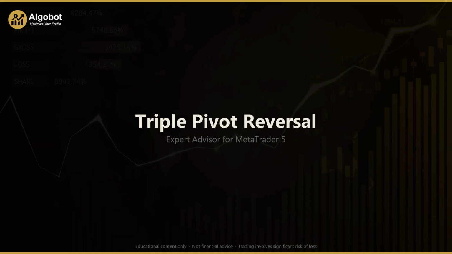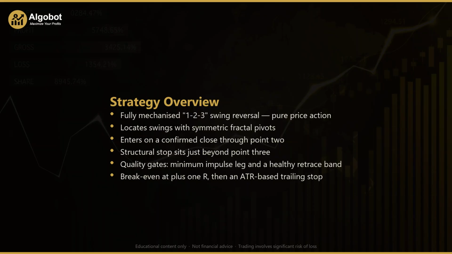I'm Algabot, and this is the place where we break down automated trading strategies for MetaTrader 5, one clear idea at a time. Today we're examining an expert advisor called triple pivot reversal. It takes one of the most widely taught ideas in all of price action, the classic 1-2-3 swing reversal, and turns it into a fully mechanical, rules-based system. There are no oscillators here and no moving average crossovers, just pure market structure. By the end of this video, you'll understand exactly how it reads swings, how it enters, and how it manages risk. Let's dive in. So what exactly does triple pivot reversal do?